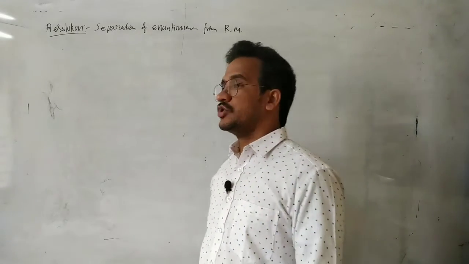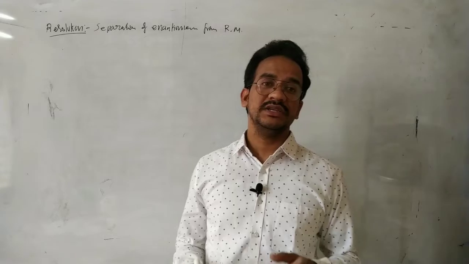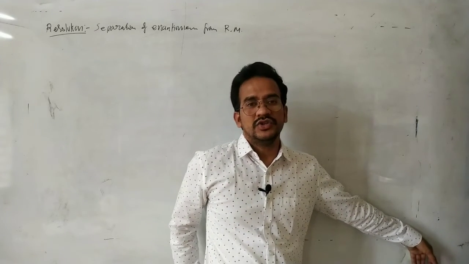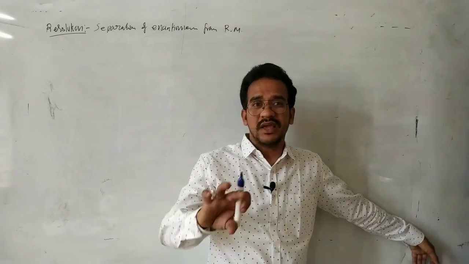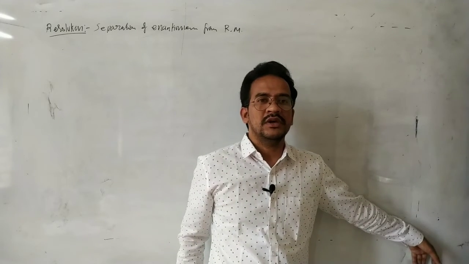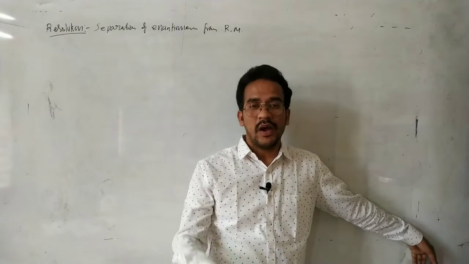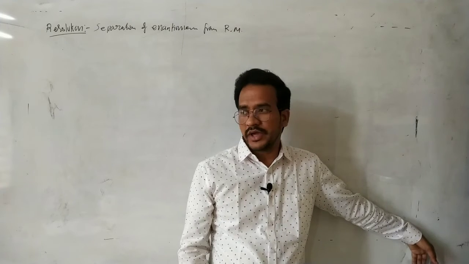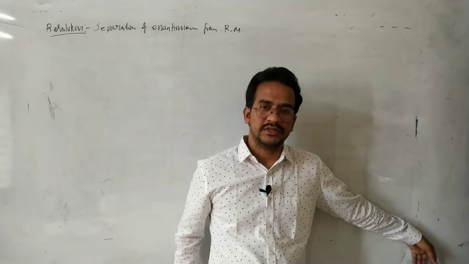Generally you know that enantiomer separation is very difficult, because enantiomers have the same physical properties. That means enantiomers have the same boiling point, same melting point, same solubility. So enantiomers have the same physical properties.